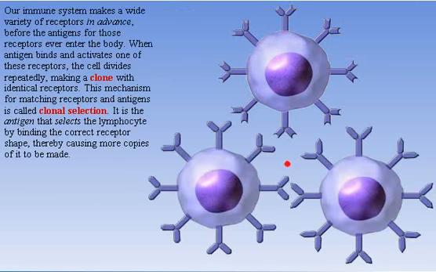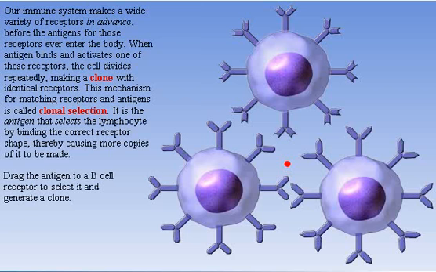Our immune systems make a wide variety of receptors in advance before the antigens for those receptors ever enter the body. When antigen binds and activates one of these receptors, the cell divides repeatedly, making a clone of identical cells with identical receptors. The immune system mechanism of matching receptors and antigens is called clonal selection. It is the antigen that selects the lymphocyte by binding the correct receptor shape, thereby causing more copies of it to be made. Drag the antigen to a B cell receptor to select it and generate a clone.